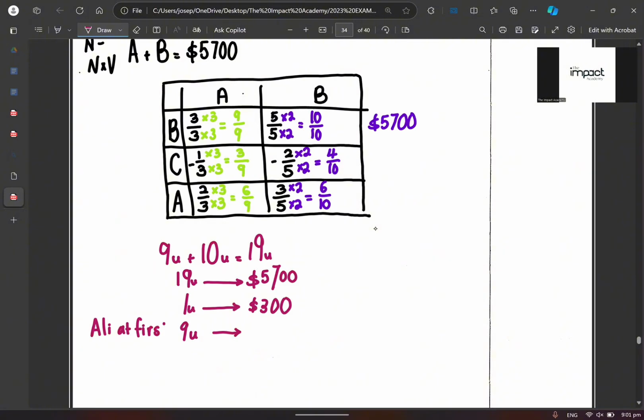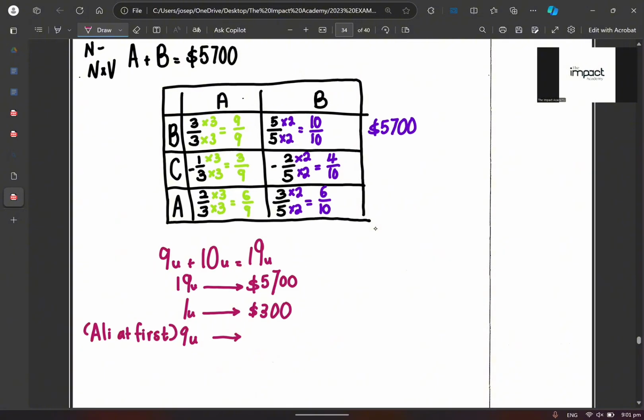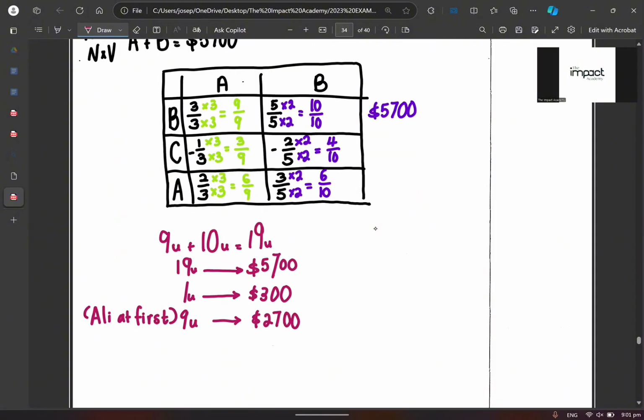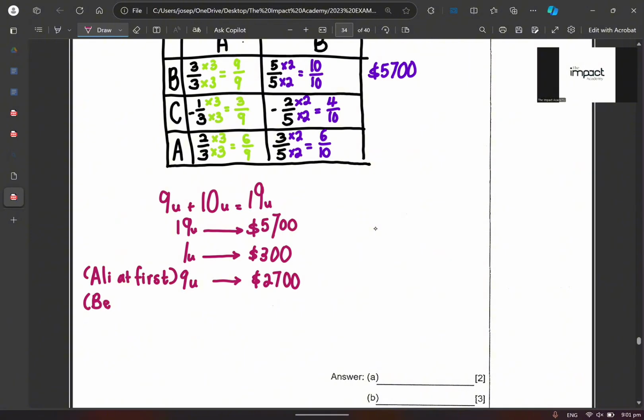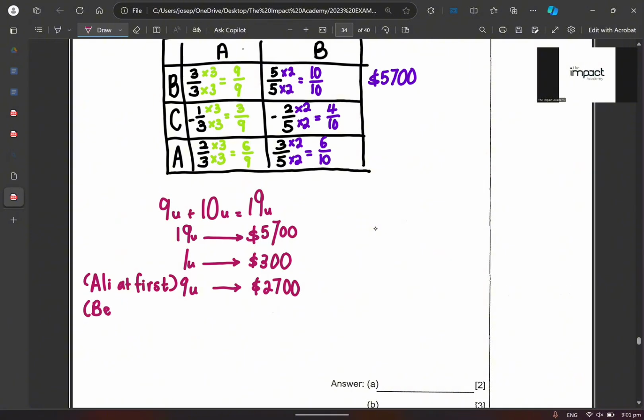All right, it's good to know all of this information. All right, so we go 300 times 9. Make sense or don't make sense, guys? Okay, so we know that this is 2,700. We might want to also find what is B? B is Betsy. Not Beta. Betty.